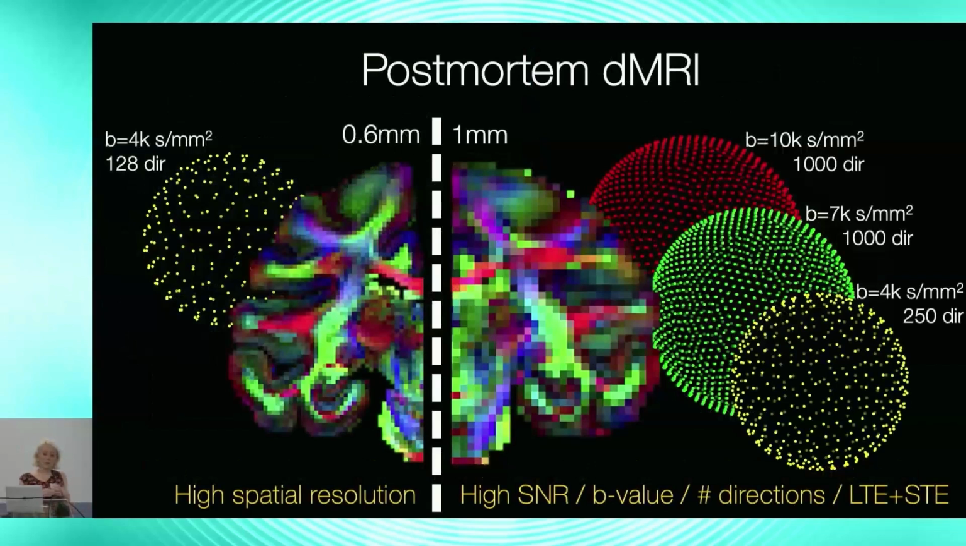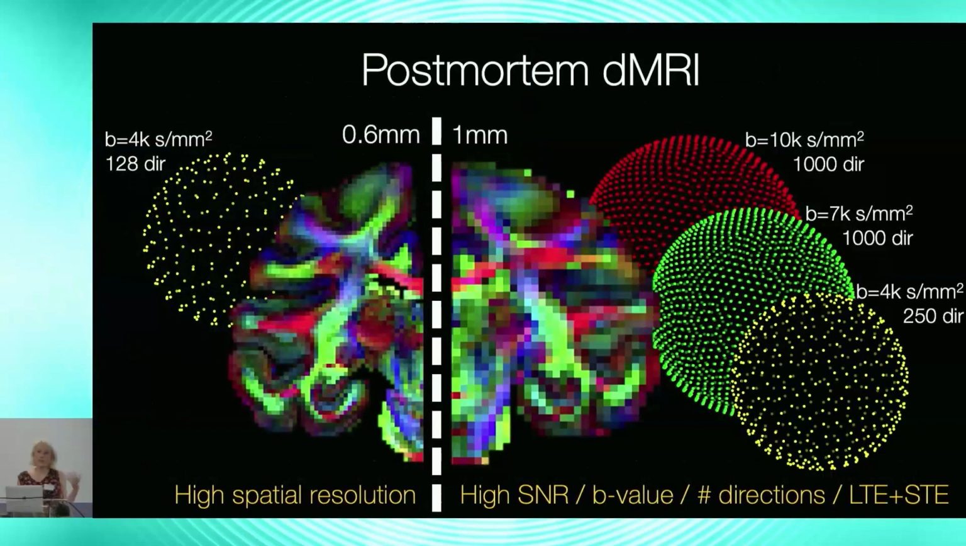The post-mortem diffusion protocol was fairly extensive, so we've got data at 2 different resolutions: 0.6 millimeter with a single shell of b value of 4,000, and then multi-shell data at 1 millimeter, where we've also got one of the highest angular resolution data sets with 1,000 gradient directions in the outer 2 shells.